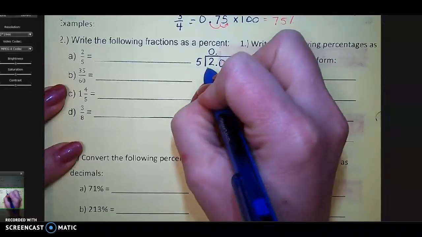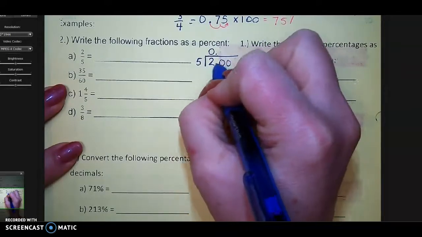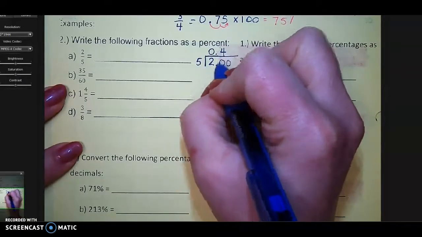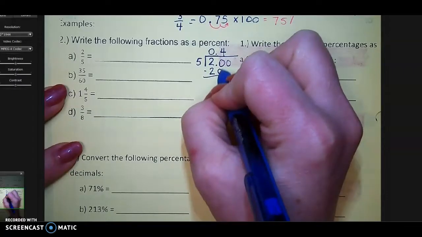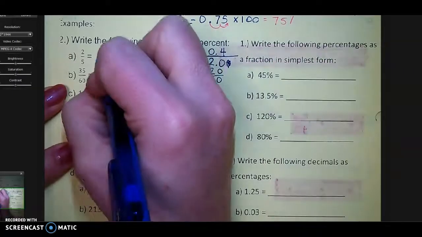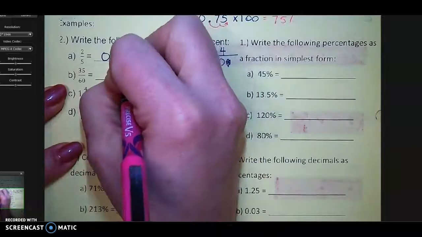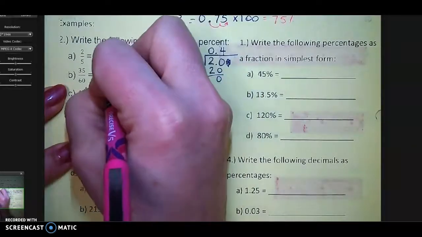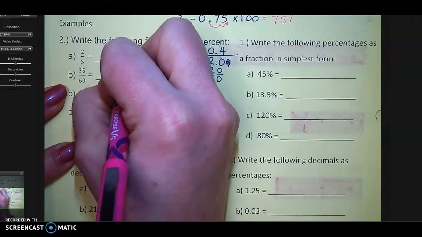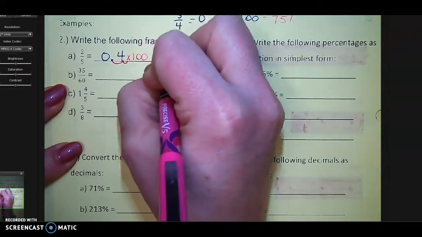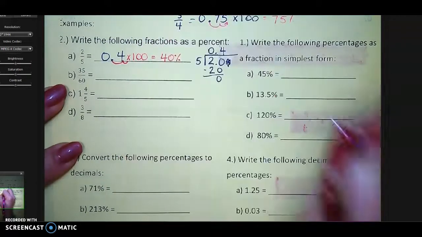And then I put my decimal point up, and I think of this as 20. Well, how many times can 5 go into 20? It goes in 4 times. I get a remainder of 0. I don't need that one. So this is the decimal 0.4. When I want to write that as a percent, remember I have to multiply by 100, which means I'm going to take this decimal point and move it over 1, 2 spaces. So this is the percent, 40%.